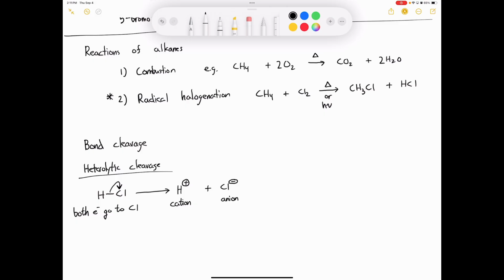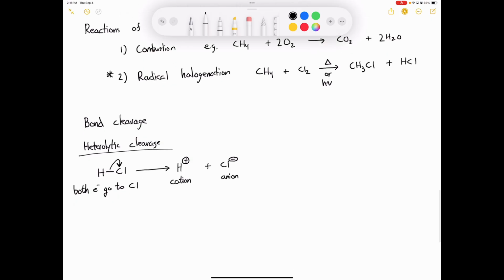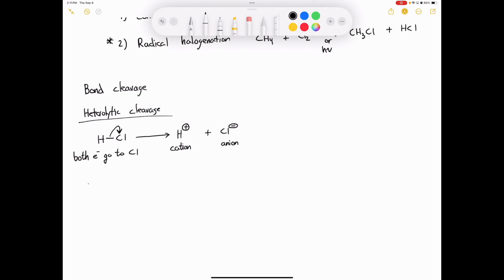Notice the kind of arrow we draw. The arrow has a full head, the head of the arrow and the butt of the arrow. The arrow is complete. Now we have to differentiate that from homolytic cleavage, which we will focus on in this chapter.